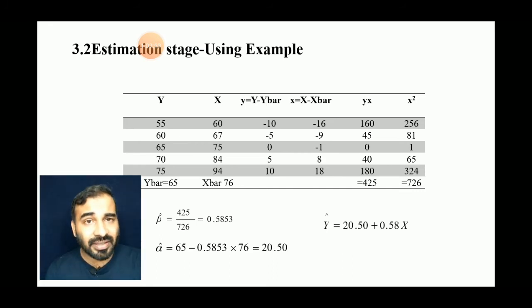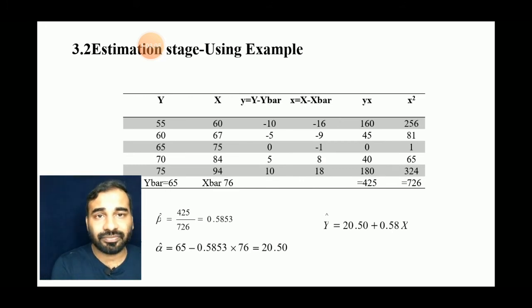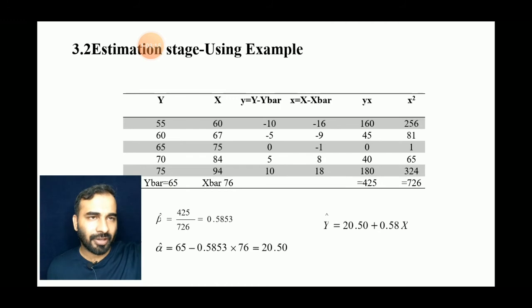Small x means your independent variable. Okay, it's squared. So small x means 16, 16 square is 256. Then 256, 81, 165 and 324. You will get 726. Okay, so we are having a regression equation.